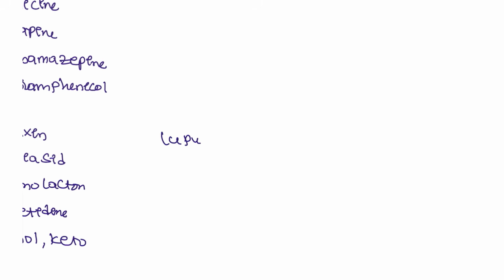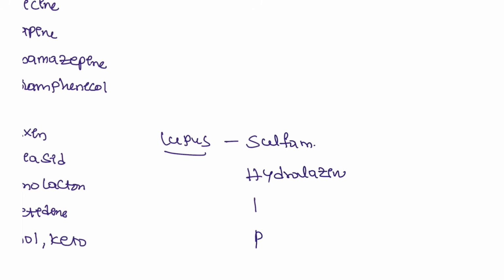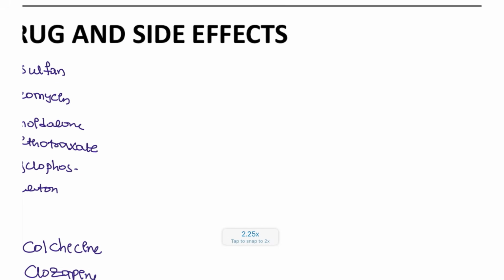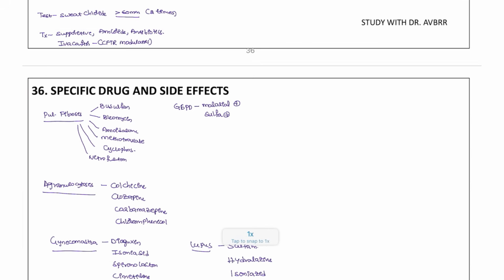Next, drug-induced lupus. They're going to cause the SHIP. What is the SHIP? Sulfamethoxazole, sulfa drugs, and hydralazine, right? Isoniazid and procainamide. All these will cause lupus. And G6PD deficiency is caused by most of the malarial drugs and also sulfa drugs. Okay, these are some important specific drug side effects.